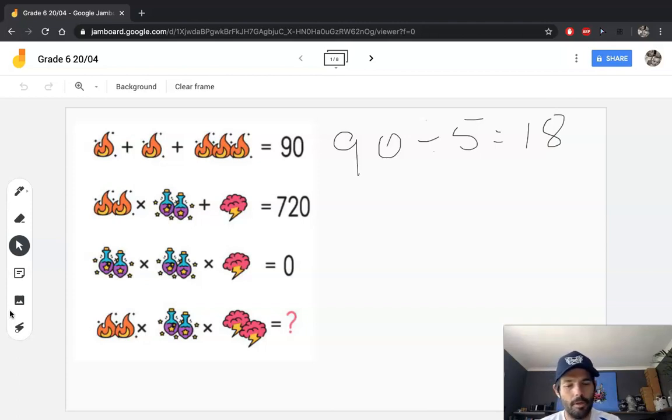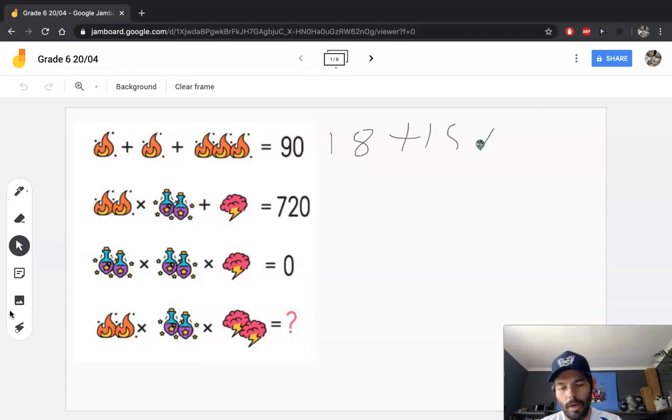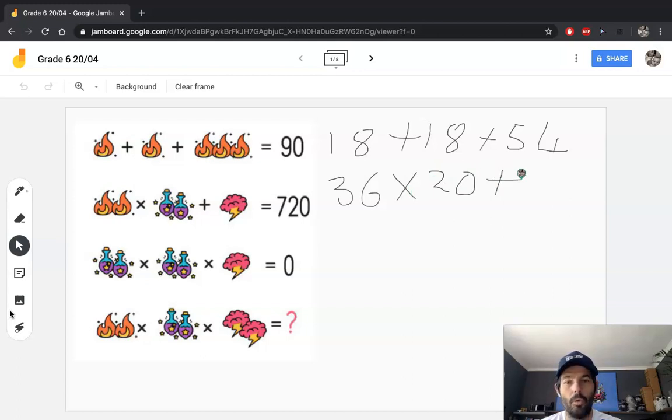therefore 3 flames must be 54, okay, because 18 multiplied by 3 is 54, and if I add up 18 and 54, I'm going to get 90. So if 1 flame is 18, then 2 flames are 36. What do I multiply 36 by to get to 720? It is 20. And then my brain power, or lightning bolt out of a cloud, or lightning bolt out of a brain, is going to be 0, and that's 720.